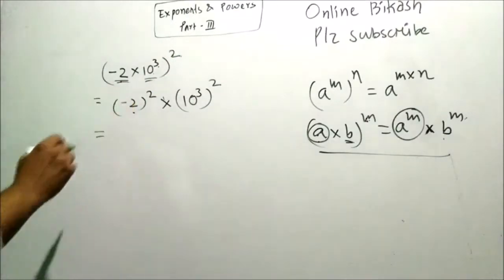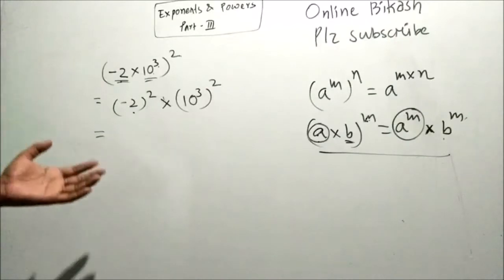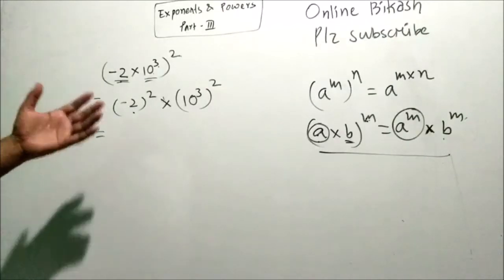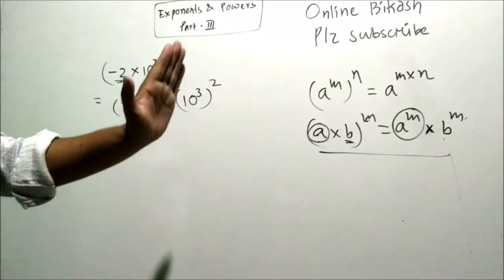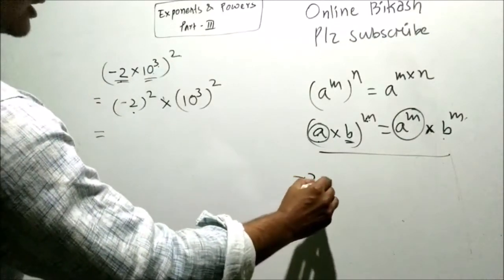Now what will minus 2 squared be? If I ask anyone, he will definitely tell me minus 2 multiplied by minus 2. That means 2 times you have to multiply minus 2 repeatedly. Yes or no? Minus 2 into minus 2.